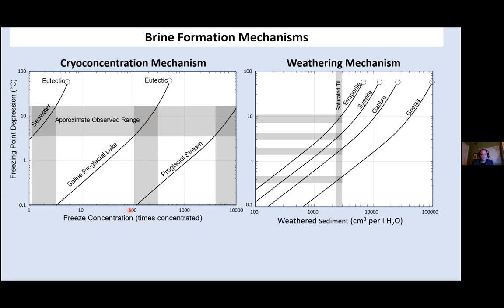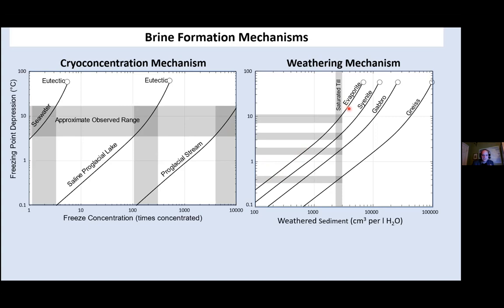If it was the dilute fresh water we find in front of glaciers, you're up to thousands of times concentration. And this concentration mechanism isn't perfect. Salts are frozen into the ice as well, so that would probably be impossible. But you could also create a brine by weathering.